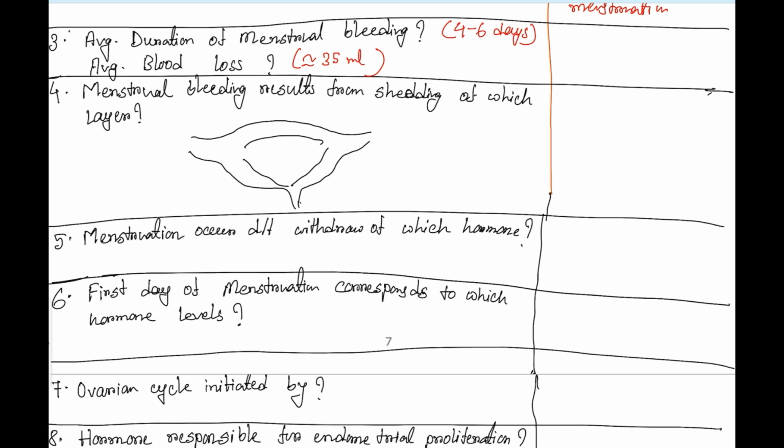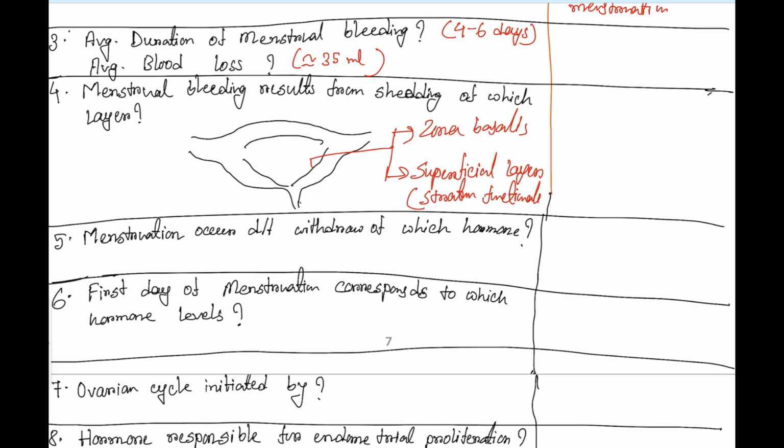Menstrual bleeding results from shedding of which layer? I told you there are two layers in total. One is the zona basalis and another one is the superficial layer. This superficial layer's other name is stratum functionalis. Shedding of this layer leads to bleeding during your menstrual phase. So your answer will be superficial layer or stratum functionalis.